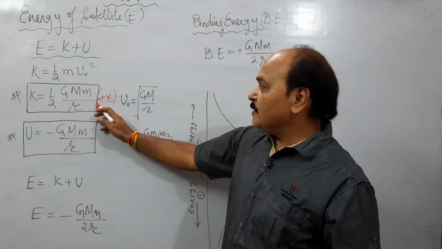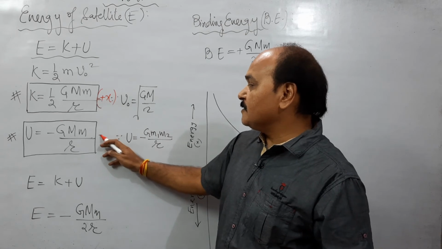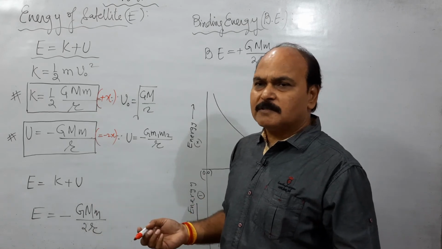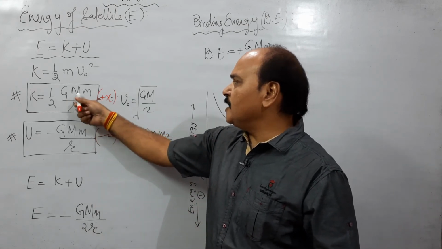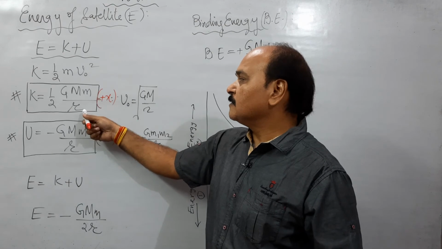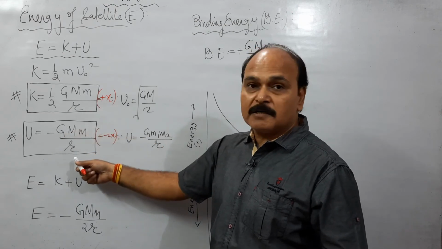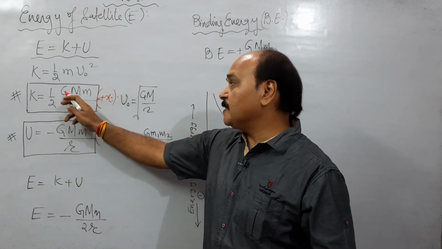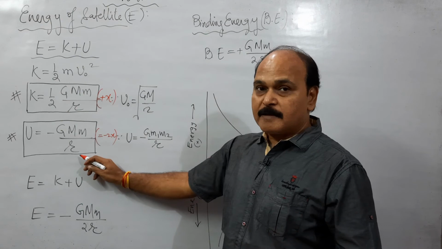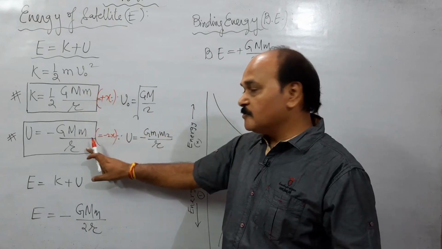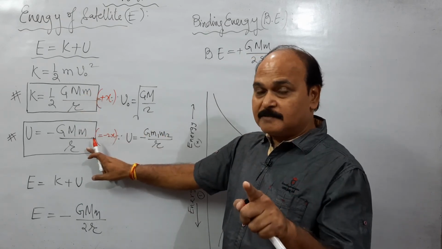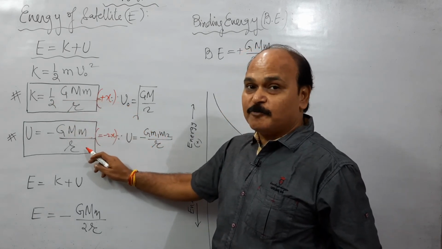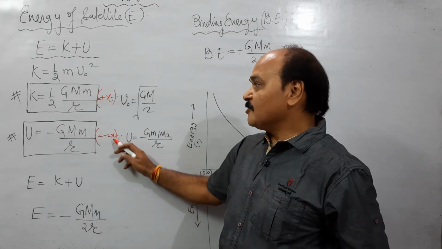If this kinetic energy happens to be plus x, then this potential energy is going to be minus 2x. Why minus 2x? Look at this kinetic energy, GMm by 2r. This is what? GMm by r. So this value is twice of this value. You multiply kinetic energy by 2 and you will get this value. So if this is x, this value is going to be 2x. But remember, kinetic energy is always positive, it is plus x, and this is always negative, and that is minus 2x.